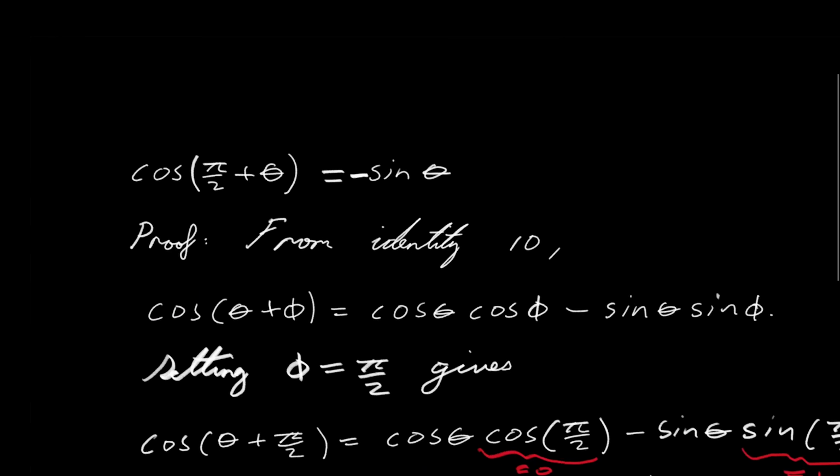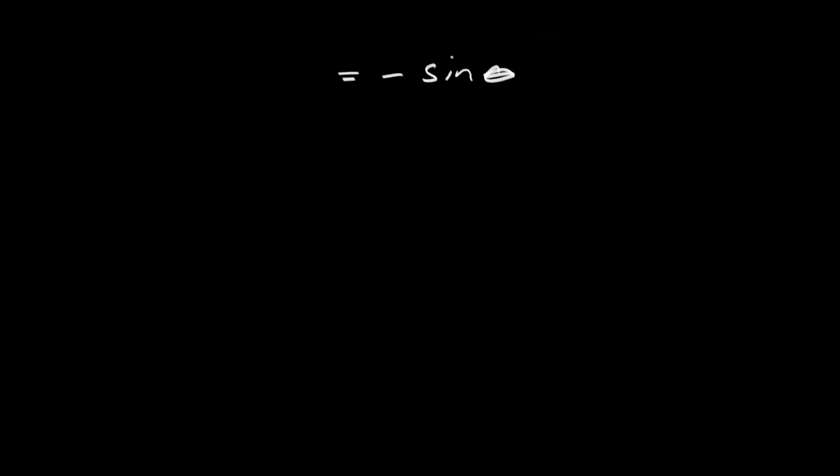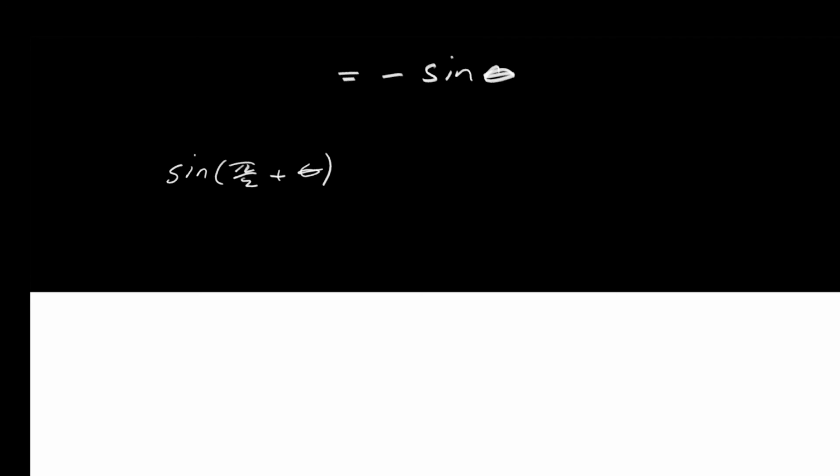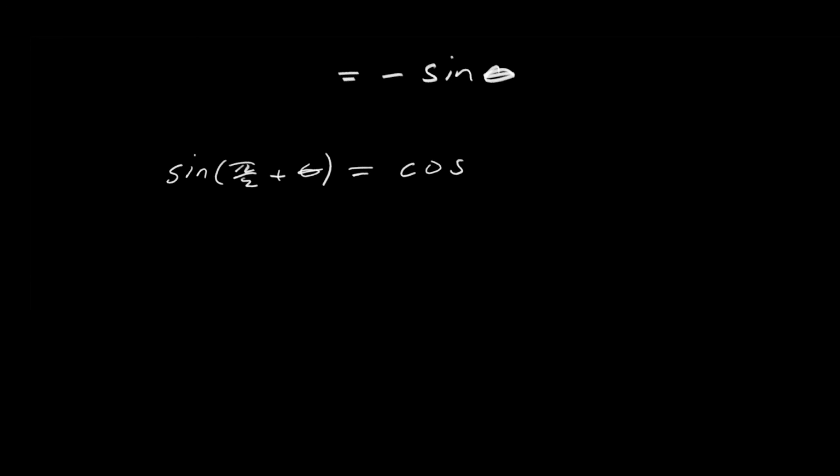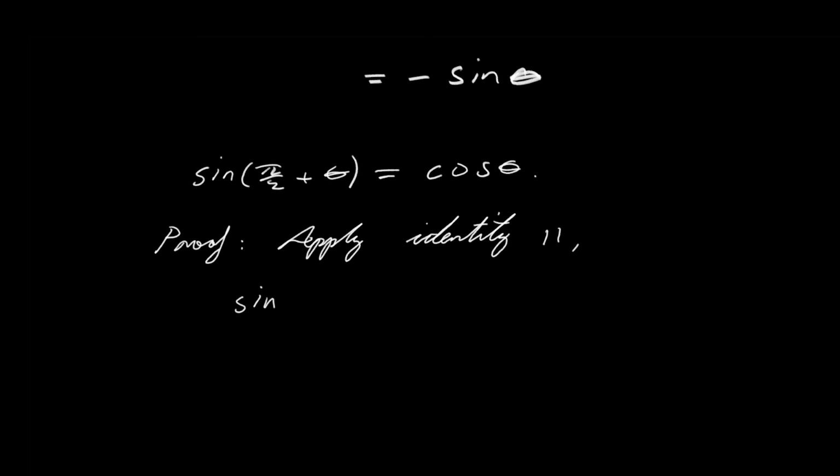Okay, so I'll scroll down. Let's write down what we are proving. We are proving that the sine of pi over 2 plus theta is equal to the cosine of theta. Okay, let's start the proof. All right, apply trigonometric identity (11), which is one of the sum formulae. I'll write out trigonometric identity 11 so you can see the substitution. Okay, we have the sine of theta plus phi is equal to the sine of theta times the cosine of phi plus the cosine of theta times the sine of phi.